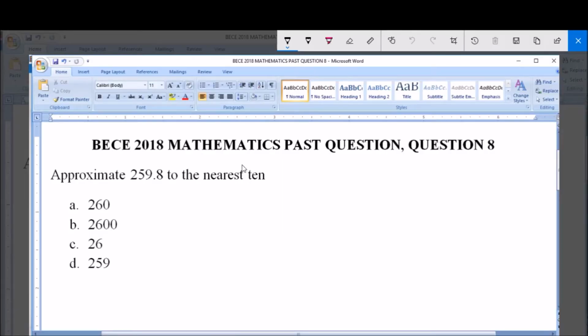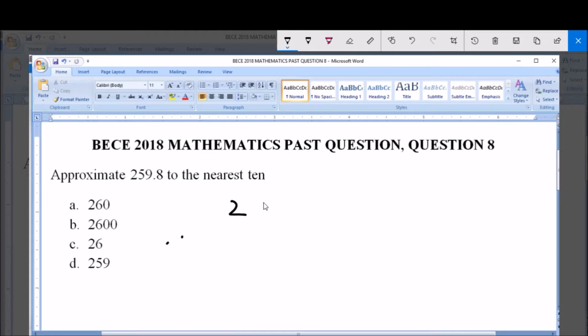Today we're going to be dealing with BECE 2018 Mathematics Past Question 8. Approximate 259.8 to the nearest 10. A, we have 260, B, 2600, C, 26, and D, 259. We have to approximate this number here, 259.8 to the nearest 10.